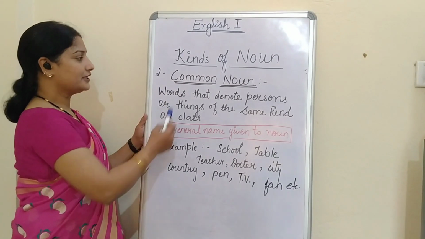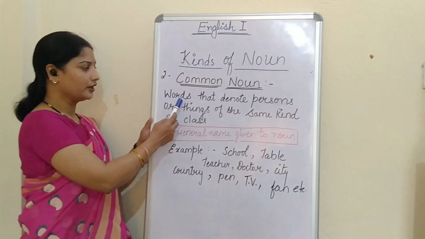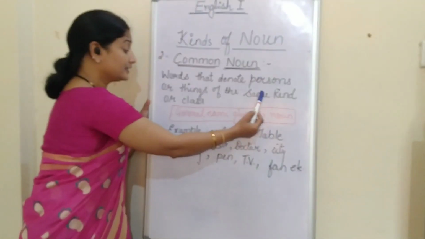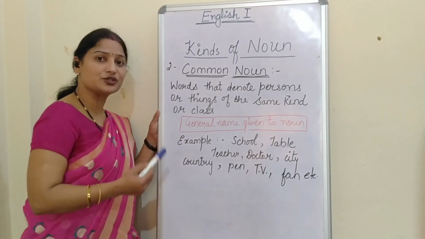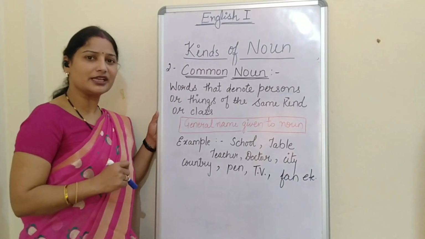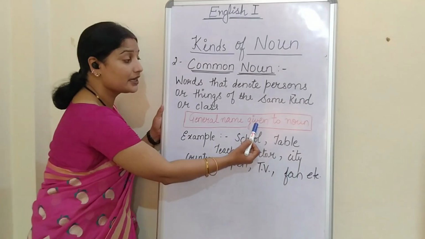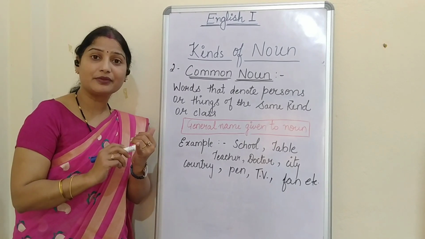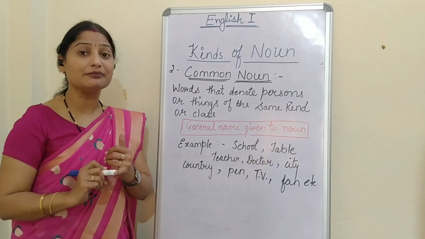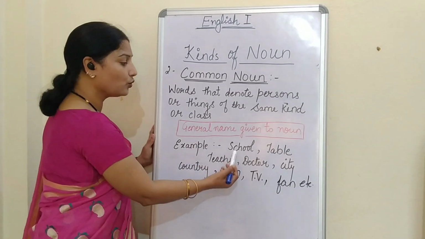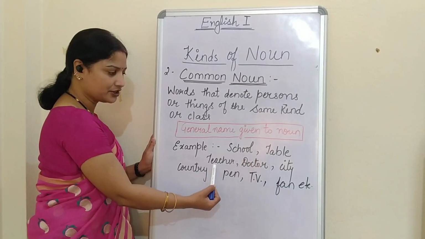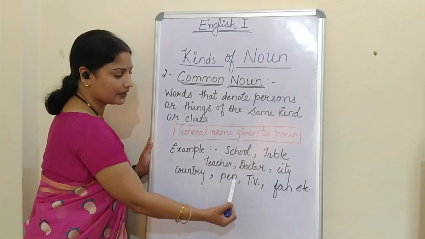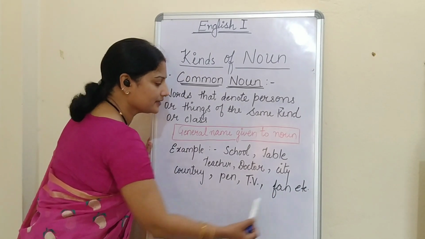Common noun. The definition of common noun is words that denote persons or things of the same kind or class. Students, here I mean to say that it is a general name given to the person, given to the place or given to something. For example, school, table, teacher, doctor, city, country, pen, TV, fan, etc.